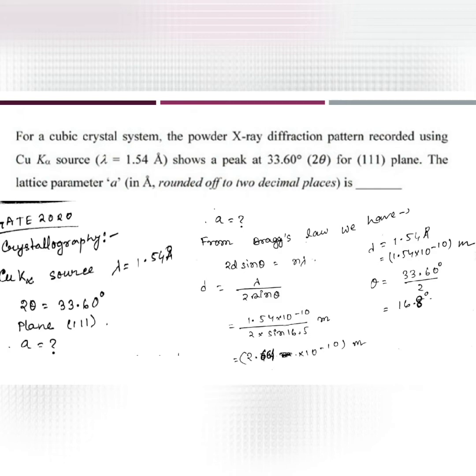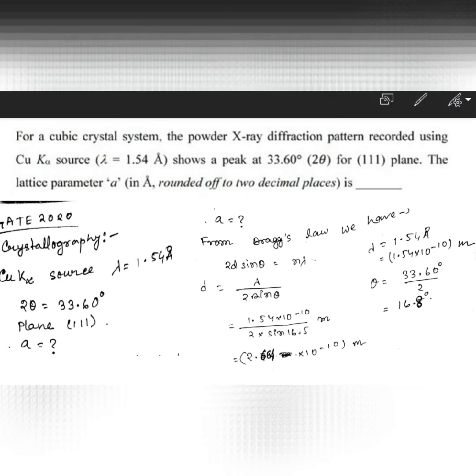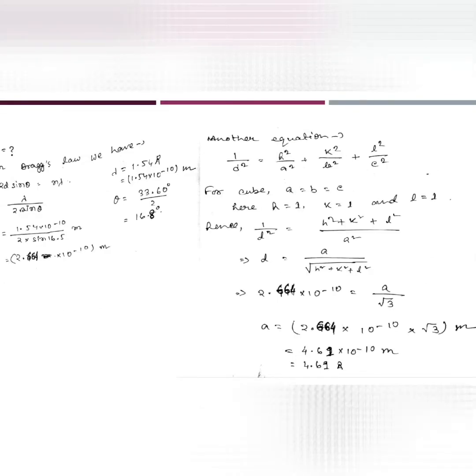Now you can see why we are calculating the value of d, for the calculation of a. Another very important equation is 1 by d square is equal to h square by a square plus k square by b square plus l square by c square. Here this is a cubic cell, that's why a is equal to b is equal to c, and we have to calculate a. Here the plane is 111, that means the Miller indices h, k, l are all 1, that is h is equal to 1, k is equal to 1 and l is equal to 1.